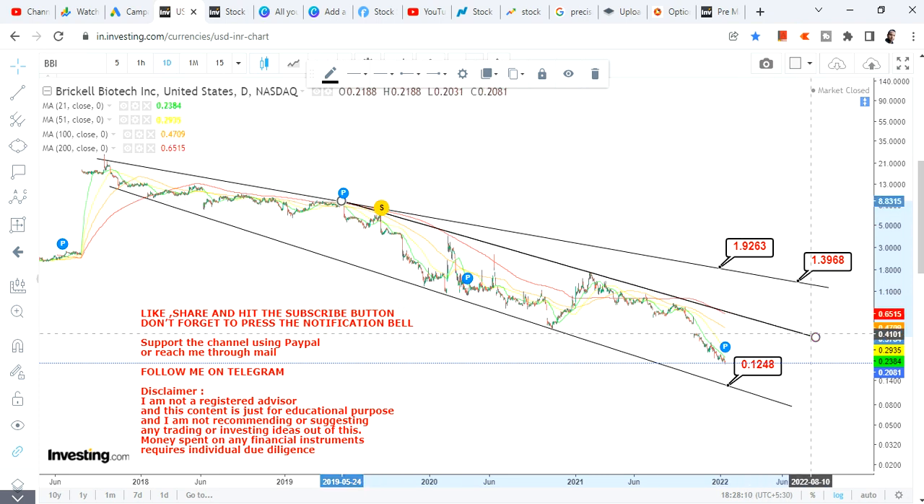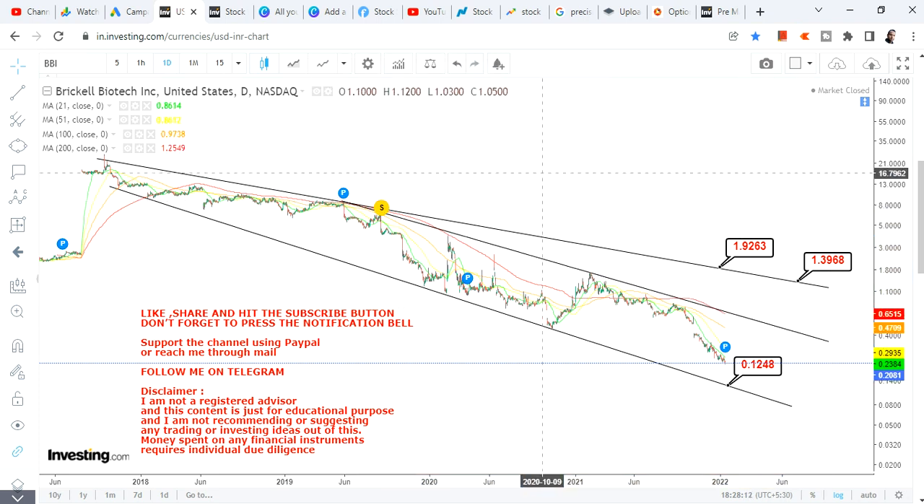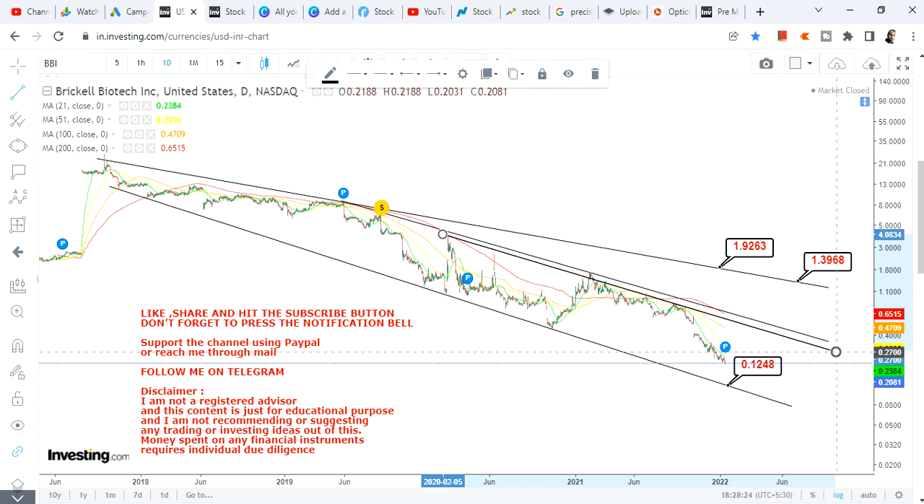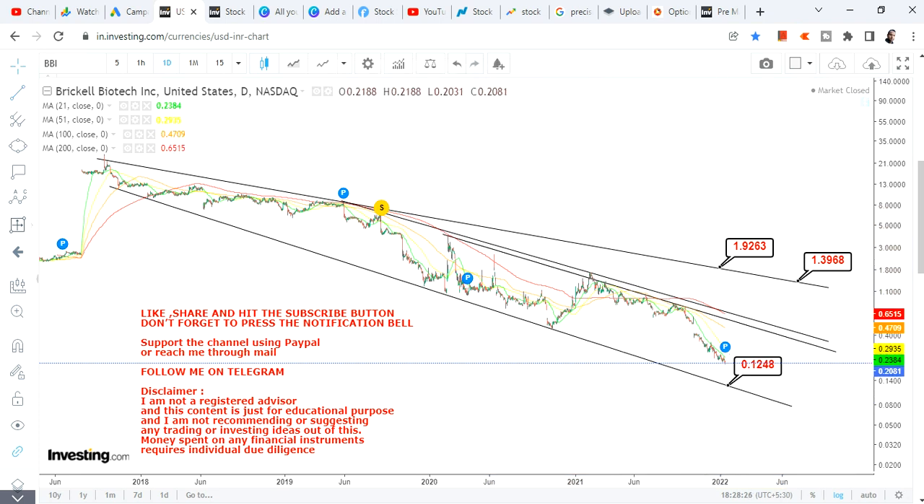Now there can be a bounce back anytime. Okay, there can be a bounce back anytime, but whether it's going to sustain or not, it's a big question. So here we are now in the mid as well. If there is a sudden bounce back, you will see the first target range in between 45 cents and 68 cents.